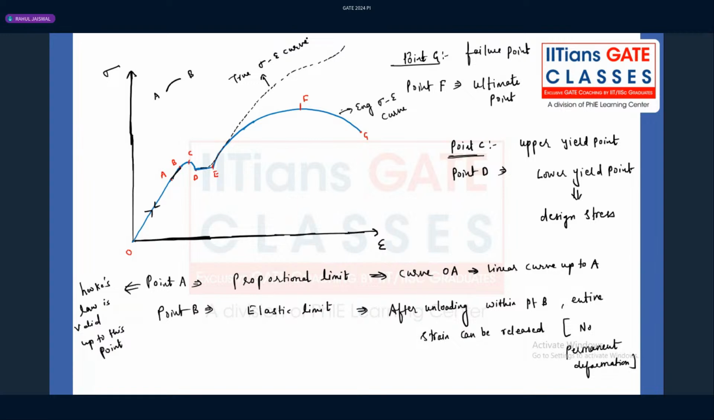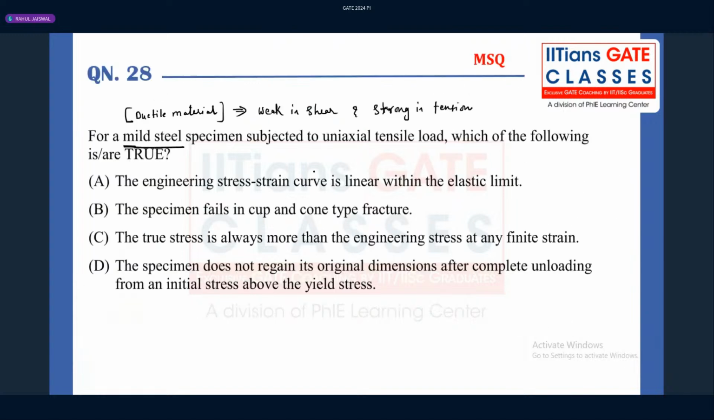Very, very important, guys. So what they have mentioned in the first statement: the engineering stress strain curve is linear within the elastic limit. Whether this statement is correct or incorrect, definitely this statement is not correct. In a very general sense, we tend to say it is linear up to elastic limit, but that is an approximation.